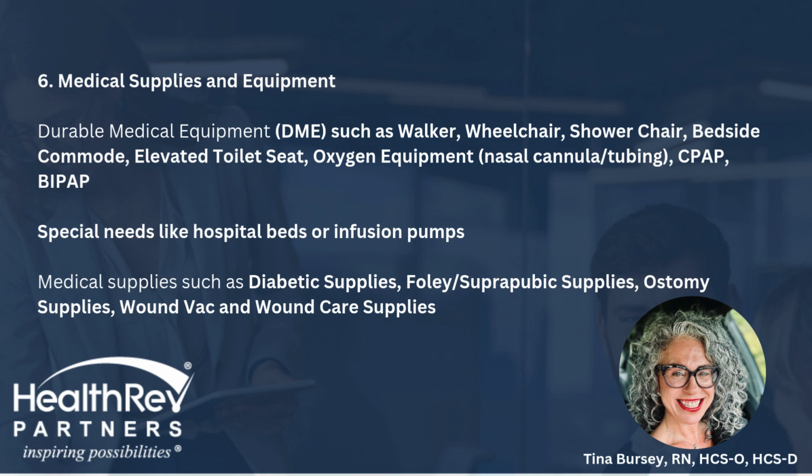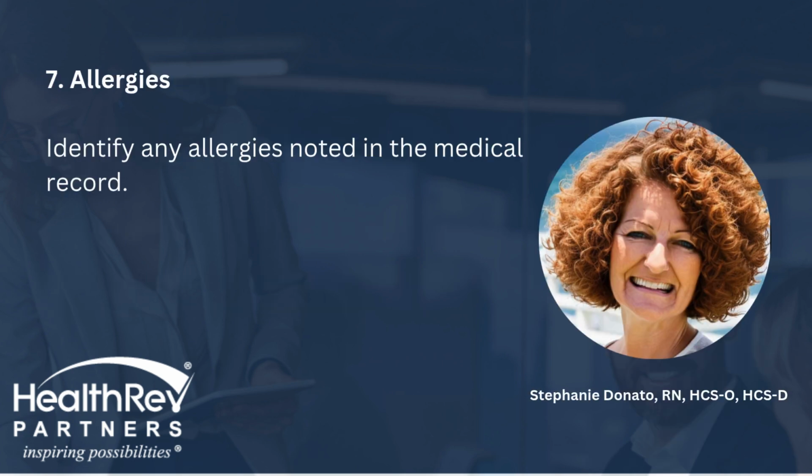So on this one, you're going to consider the durable medical equipment, better known as DME, which includes things like your walker, wheelchair, shower chair, bedside commode, elevated toilet seat, oxygen equipment such as a nasal cannula, tubing, CPAP, or BiPAP. Special needs such as hospital beds or infusion pumps, and then medical supplies such as diabetic, Foley, suprapubic supplies, ostomy supplies, and wound vac or other wound care supplies. You want to be sure and include allergies, so identify any patient allergies noted in the medical record.